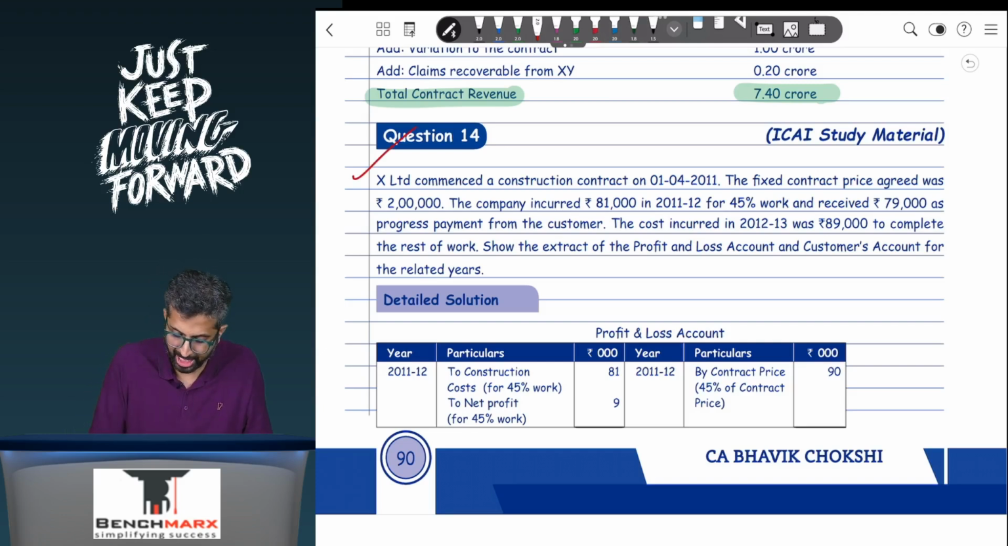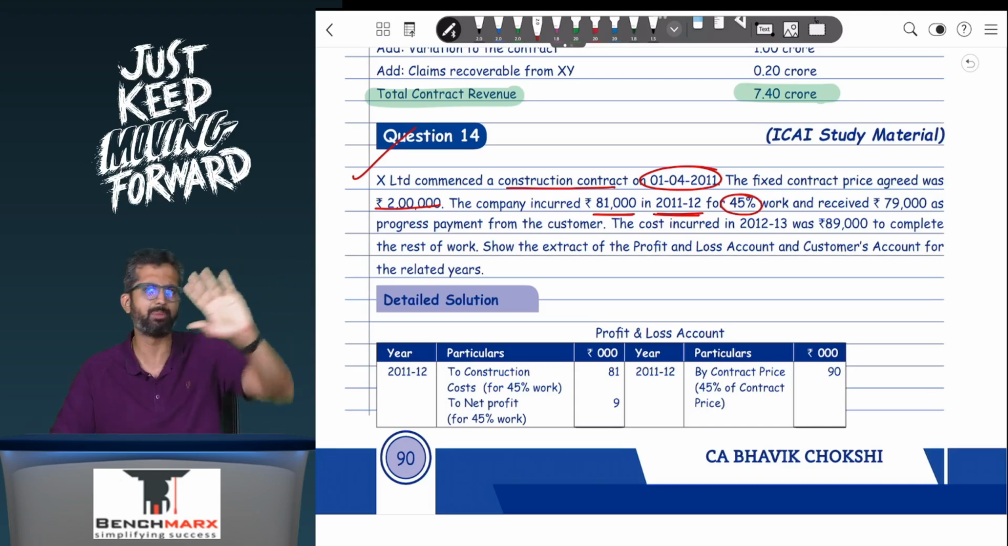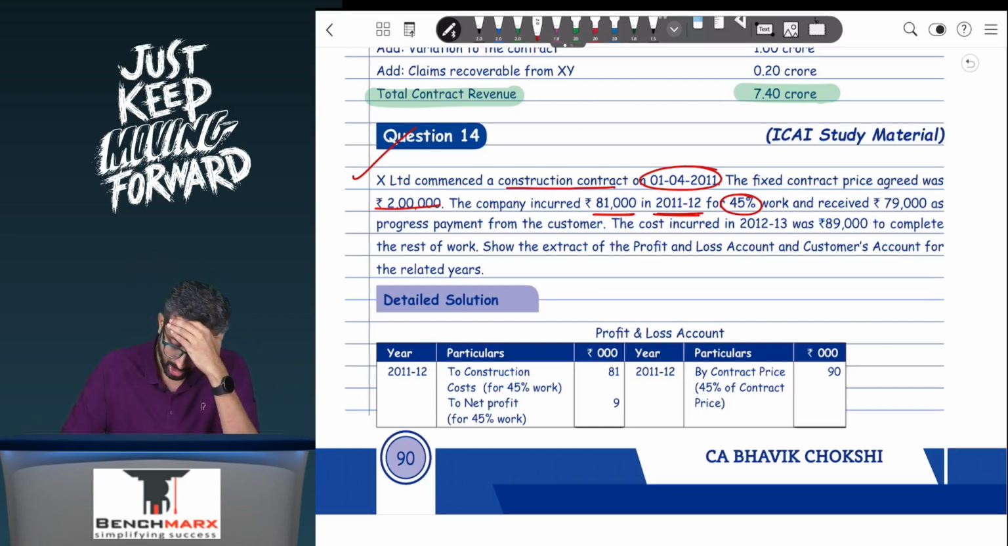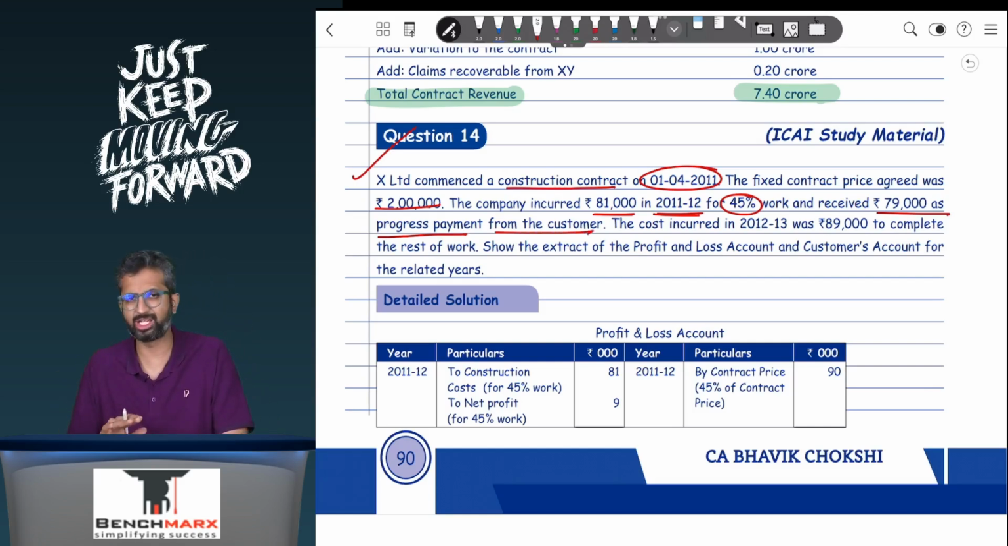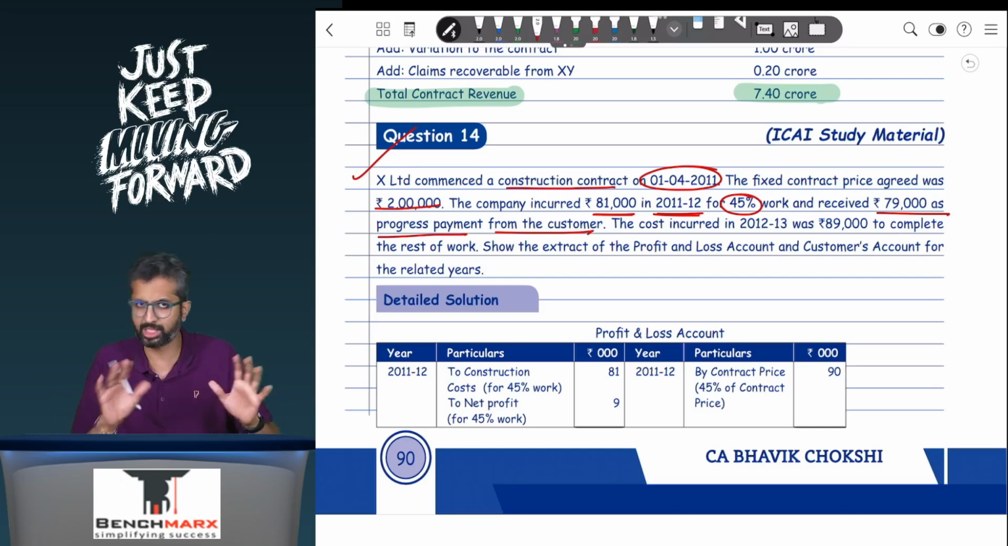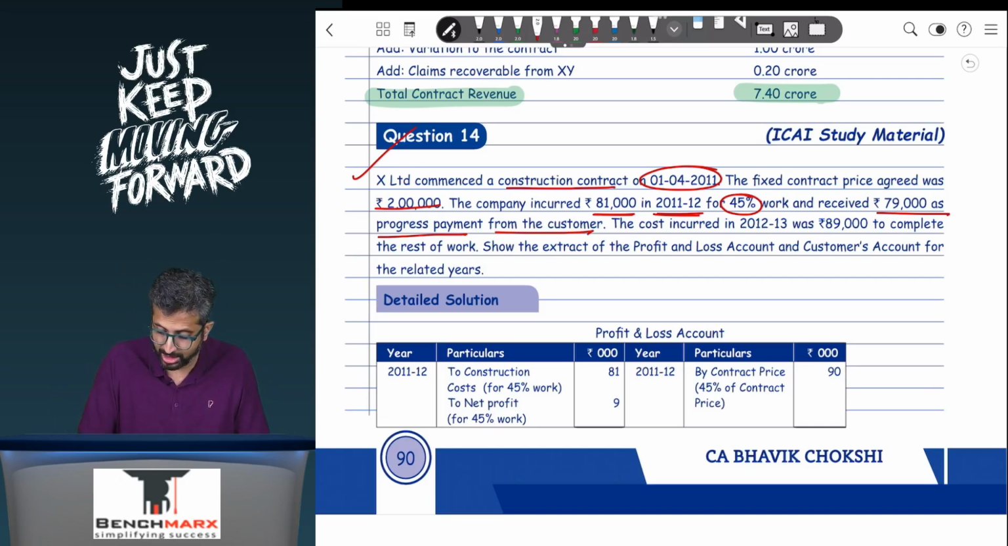Over here, X has commenced a construction contract on 1st April 11. The fixed contract price was agreed at 2 lakhs. Perfect. Company has incurred 81,000 in the year 11-12 for 45% of the work. So if 81,000 is for 45%, then total cost estimated may be 1 lakh 80 if you want to know. But 45% has been clearly mentioned as the work done, and received 79,000 as progress payments from the customer. Now whatever you receive, for stage of completion it does not matter. If a customer account is asked, then probably it does matter. The cost incurred in the year 12-13 was 89,000 to complete the rest of the work.